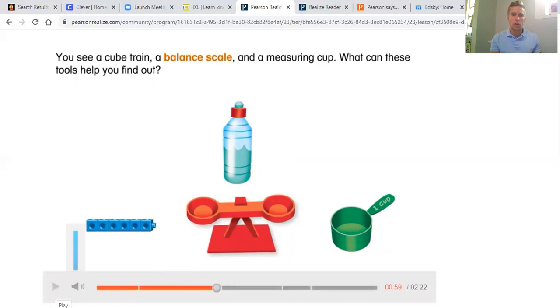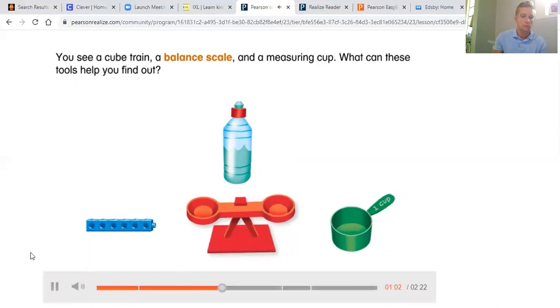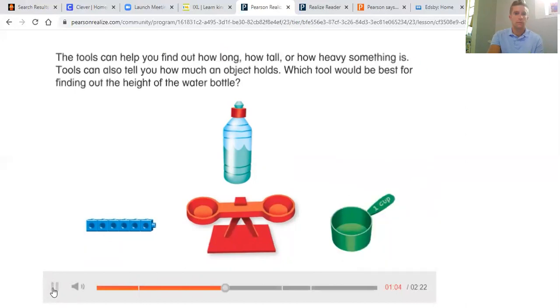Now today we're going to learn about which one works for a different item, like this water bottle. What can we use to help us find out about it? What can we use to measure it? What can these tools help you find out? Oh, I might have just answered that ahead. Whoops. The tools can help you find out how long, how tall, or how heavy something is. Tools can also tell you how much an object holds.